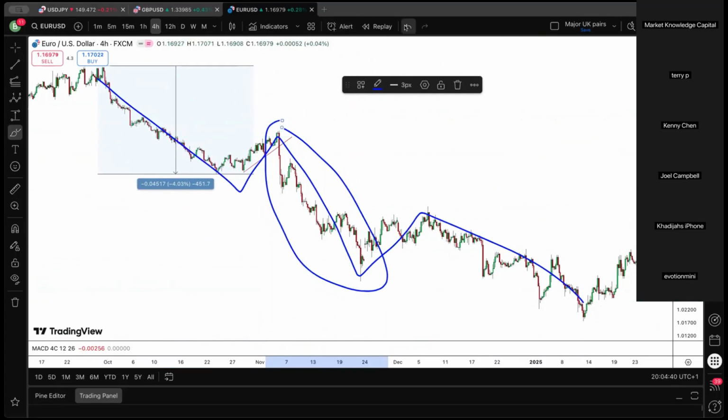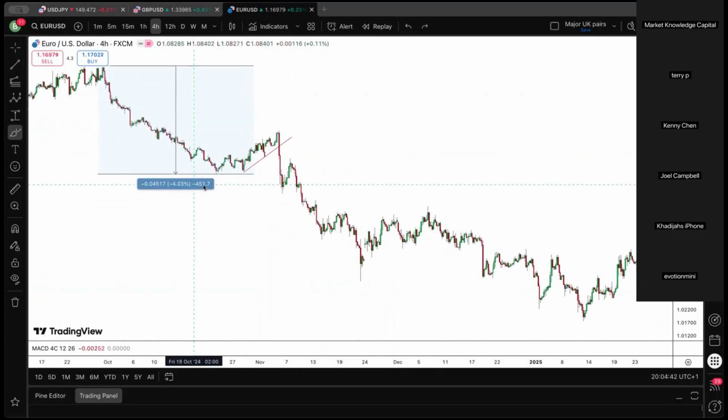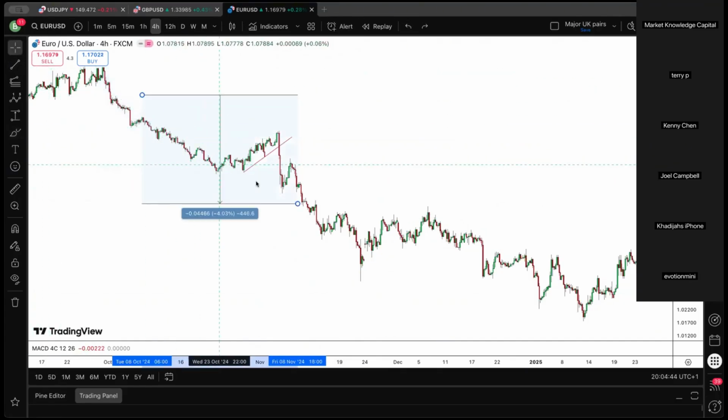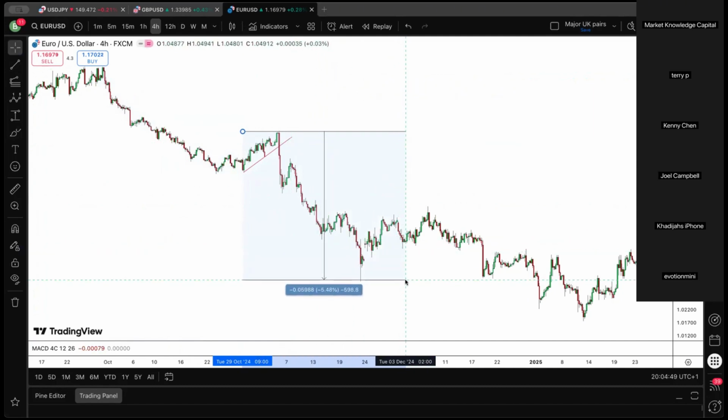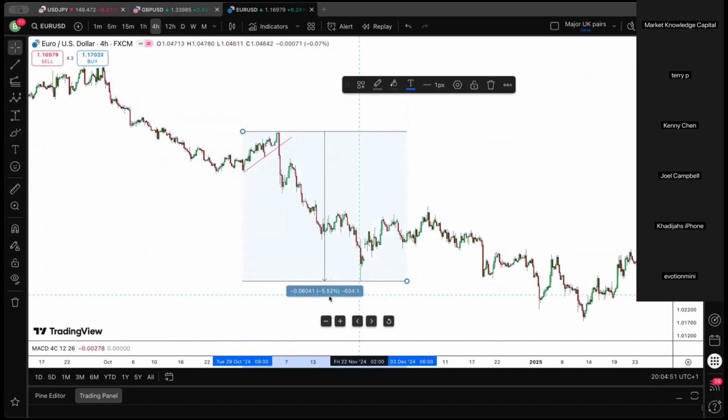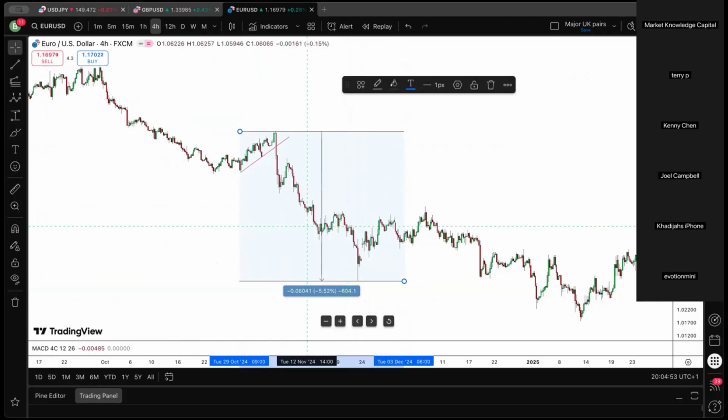If that is the shortest wave, then we've done it wrong. So 450 pips was the first wave. We want to take it from the top of the correction to the bottom of the lowest point of the last wave. That moved 604 points. So we know this wave here was longer than this wave here.